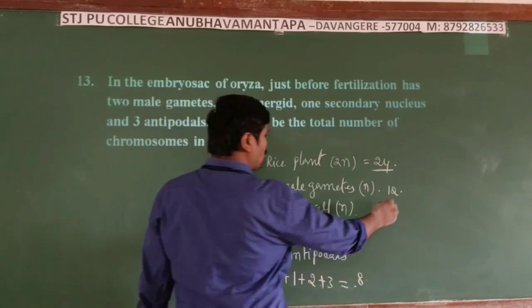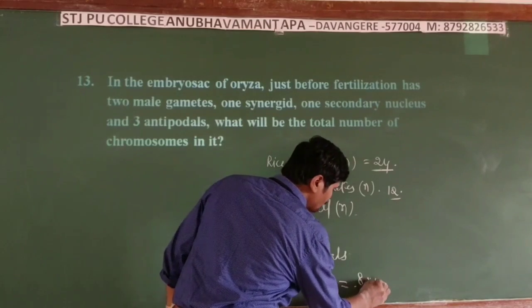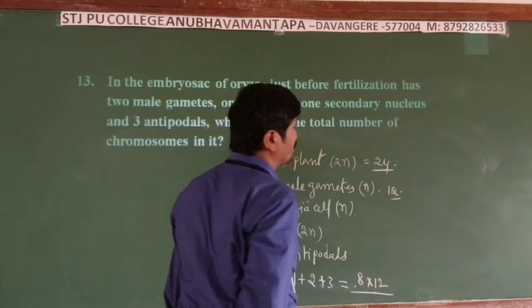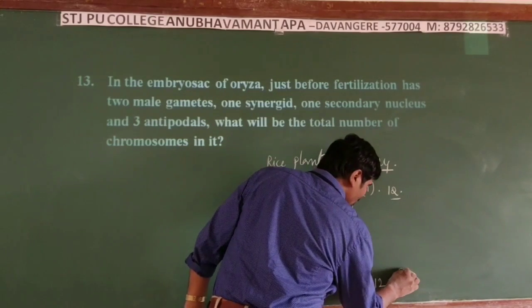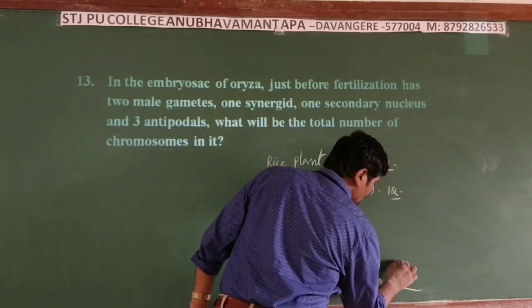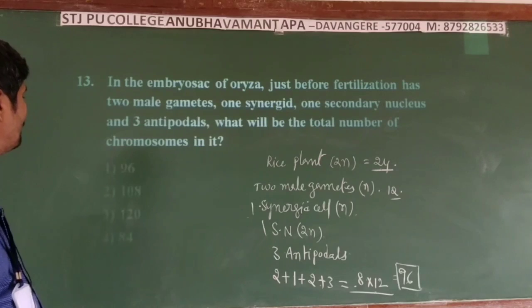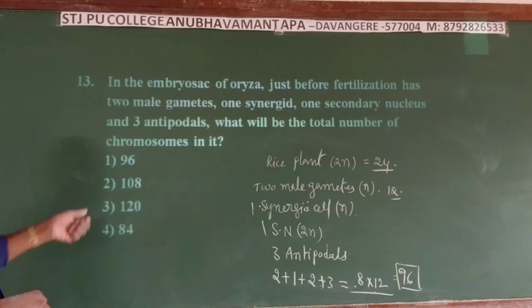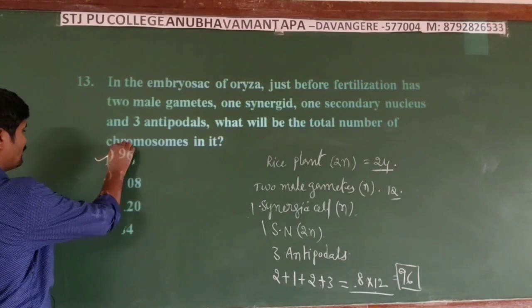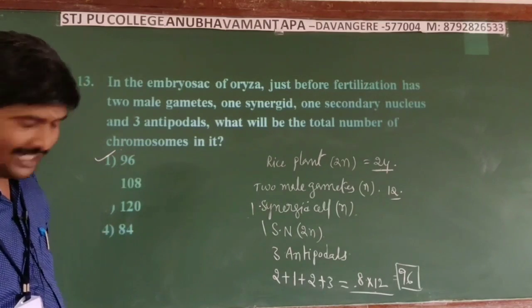What is the haploid chromosome number in the rice plant? 12. So 8 into 12 is a total of 96. The correct answer is 96. Now see the four options: first option 96, second 108, third 120, and fourth 84. So which option is correct? First option. Now the next one.